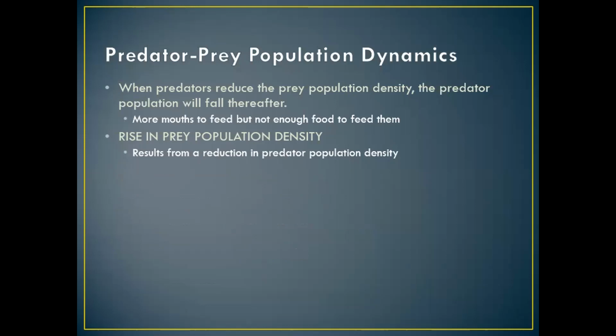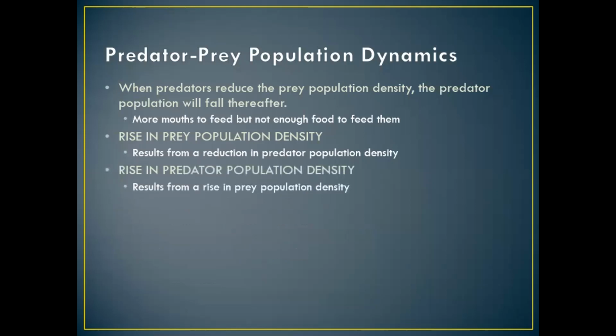Over time, the predators will rebound. So the predators are now going up. What will this do to the prey? The prey will go down. If the prey goes down, what will happen to the predators soon thereafter?